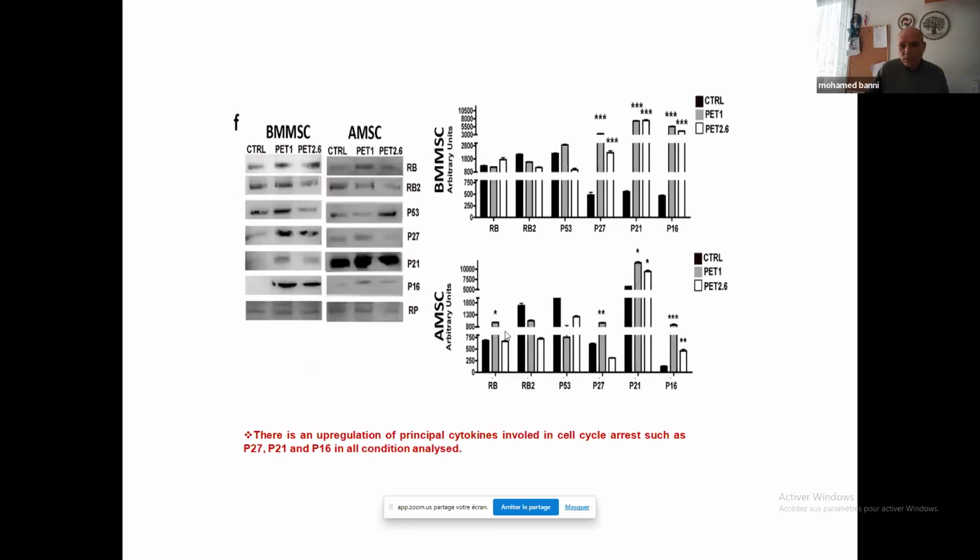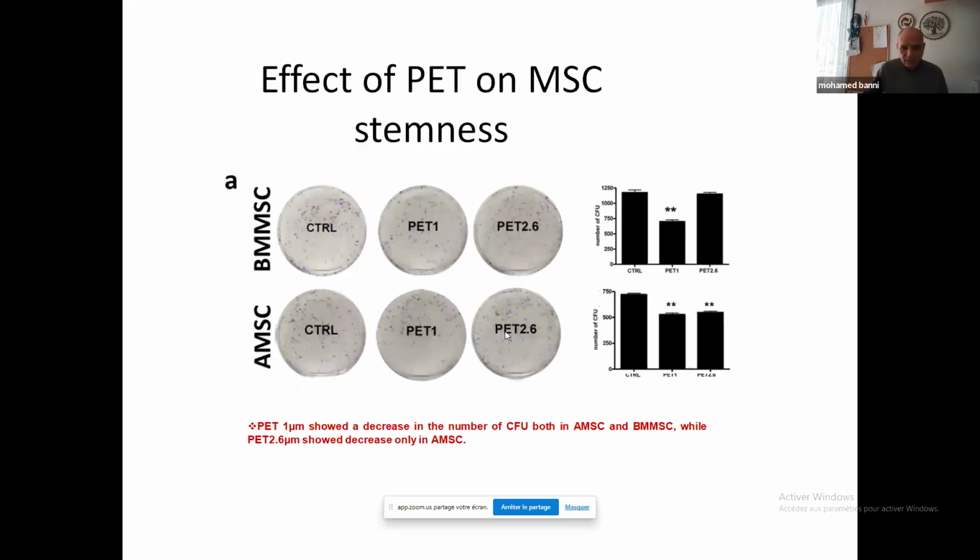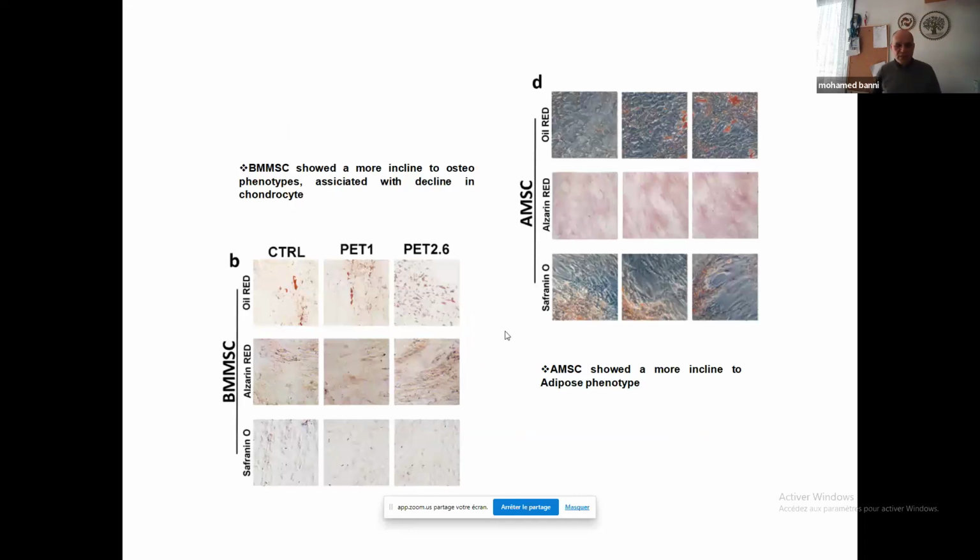Okay, so let me show you. This one is very important. We also tried to understand the future of these cells exposed to microplastic. Bone marrow mesenchymal stem cells, when not exposed to microplastic, should provide at the end three types of cells. The first one is adipocytes in a very minimal amount, then chondrocytes, and osteoblasts.